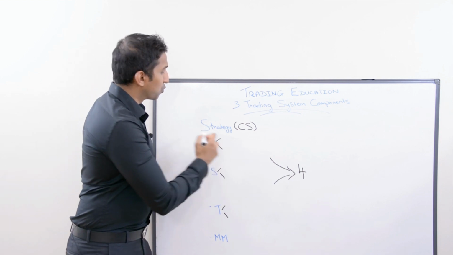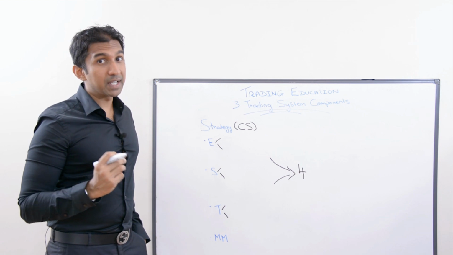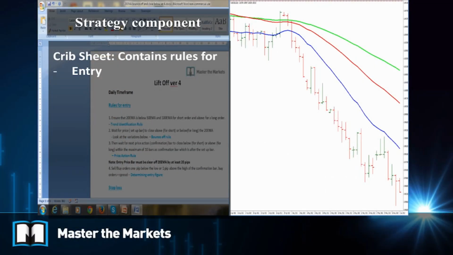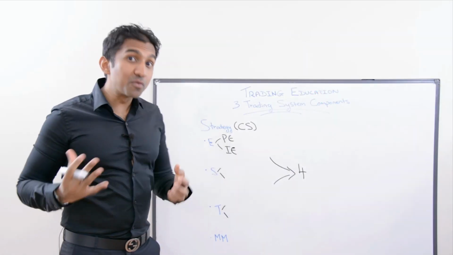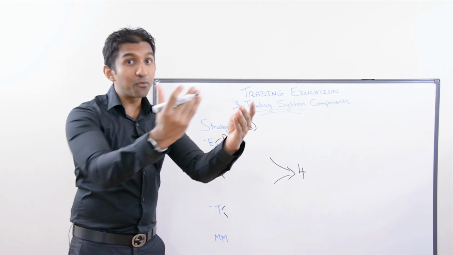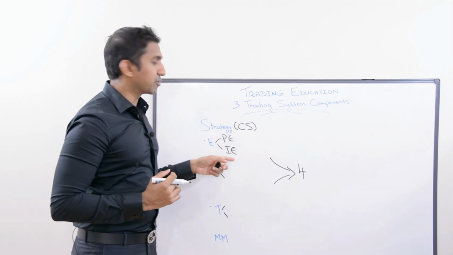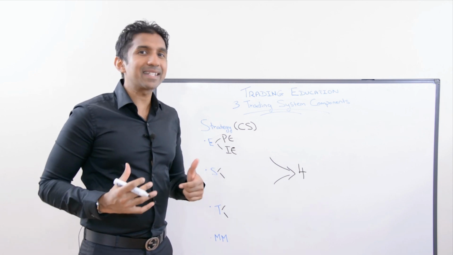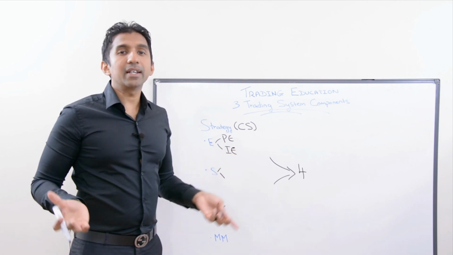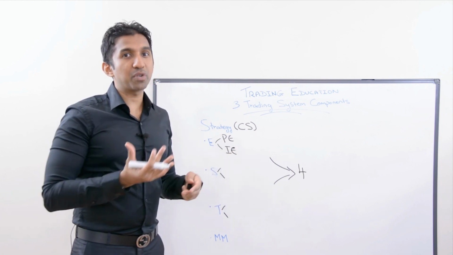The first one we start off with is the entry rules. As you can see on the slide, the entry rules can be split into pre-entry rules and intra-entry rules. Let me explain. The pre-entry rules, traders, is basically before you enter the trade. Now the intra-entry rules is, for example's sake, you've missed the trade.